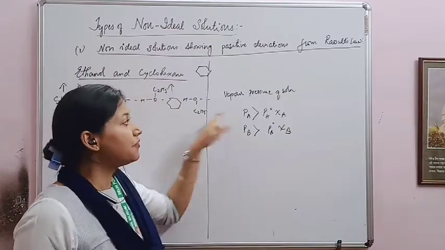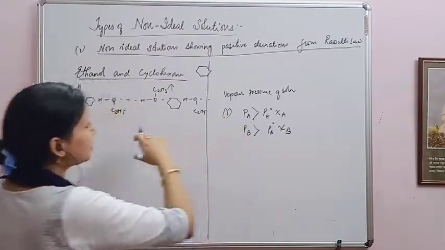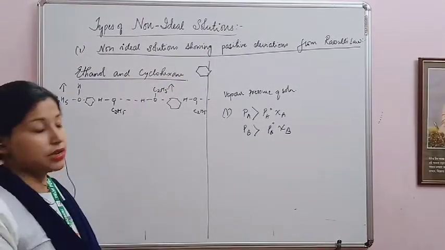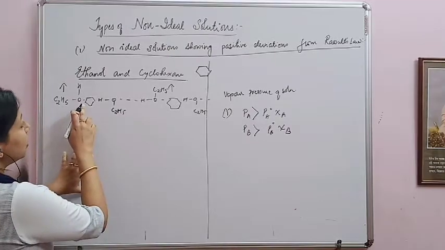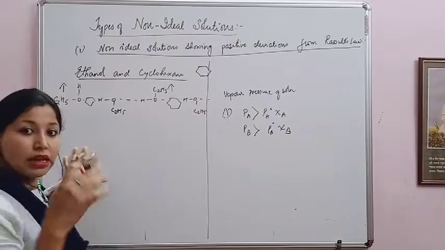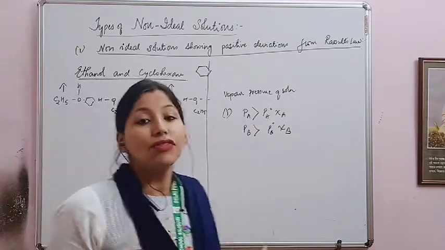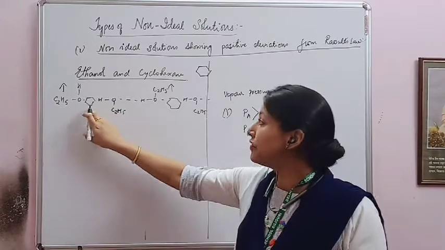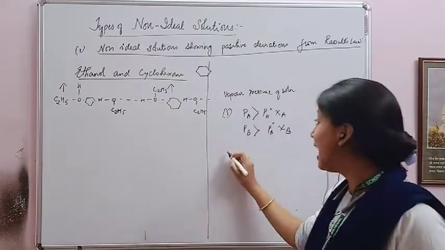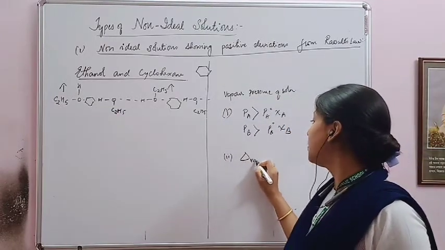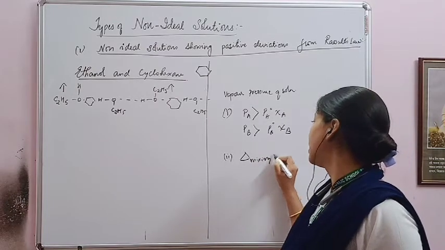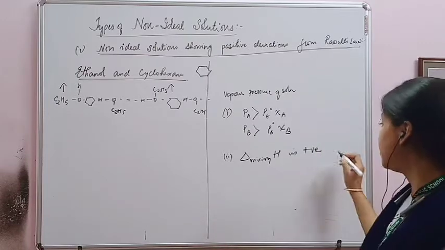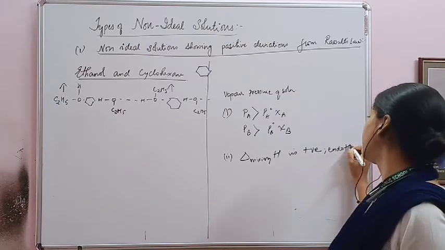Now, this is the first case. We have discussed vapor pressure increasing. Let us see the energy changes. Since bonds are broken, you have to understand that there has been absorption of energy to break the bonds. In that case, the enthalpy of mixing is positive. That means your process will be endothermic.